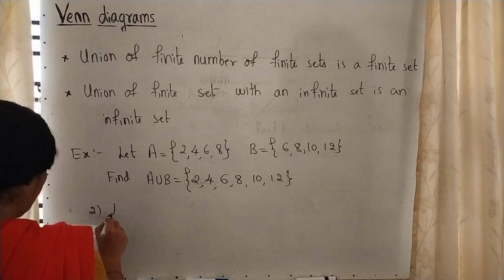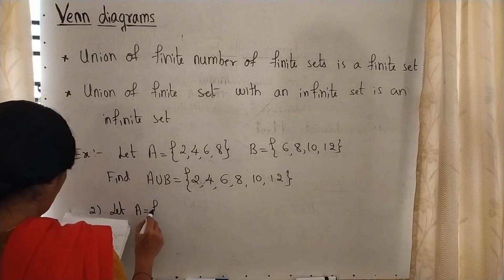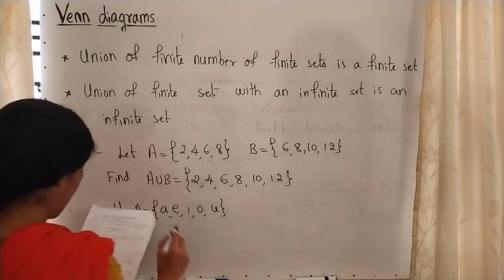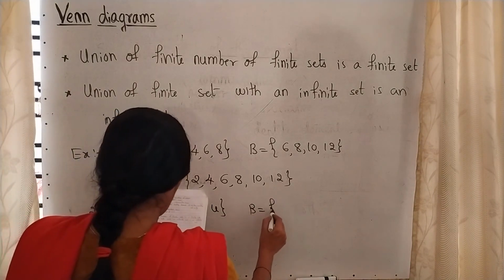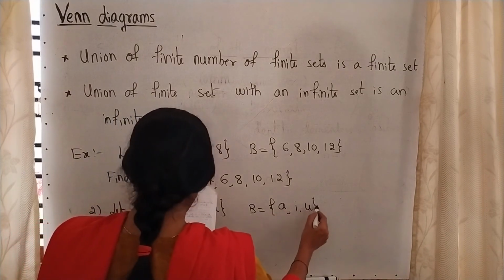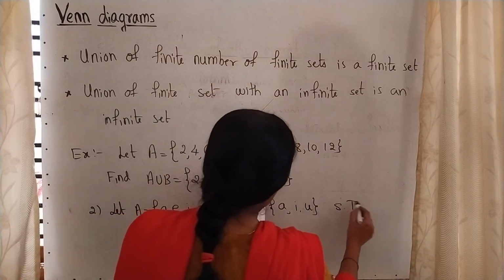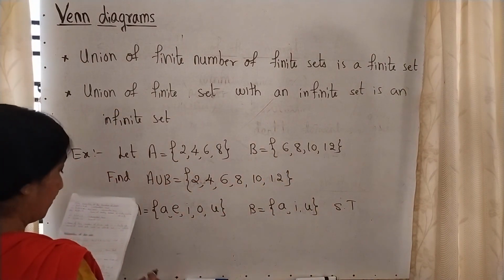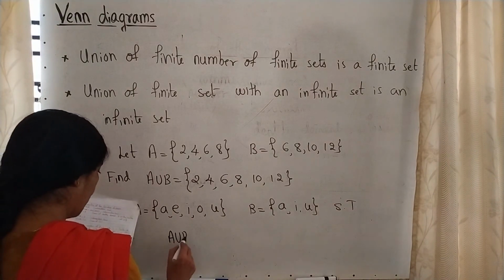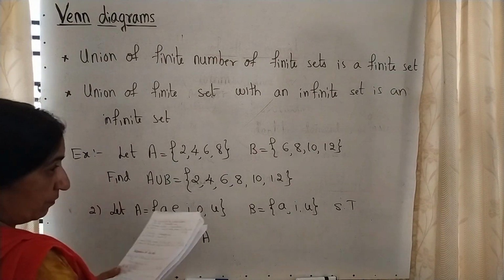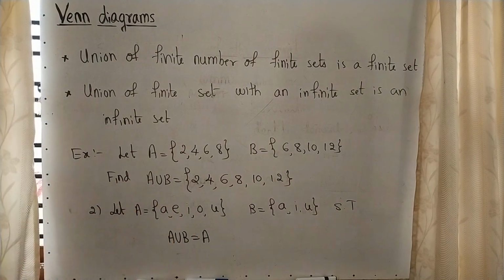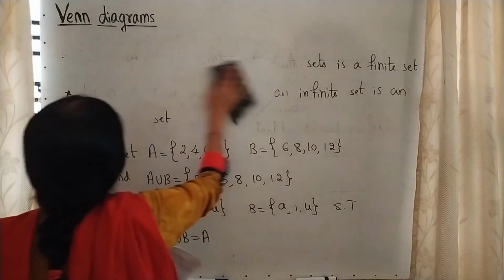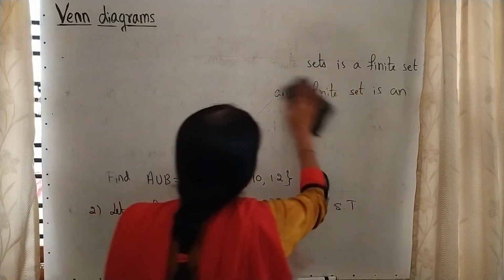One more example. Let A is equal to A, E, I, O, U, vowels. B is equal to A, I, U. Show that, see, of course, which one is a bigger set here? A is a bigger set. Show that A union B is equal to A. Which one is a bigger set? Automatically that set only comes. And this also gives you one important property. Remember this example, with the help of example, we can write one important property.